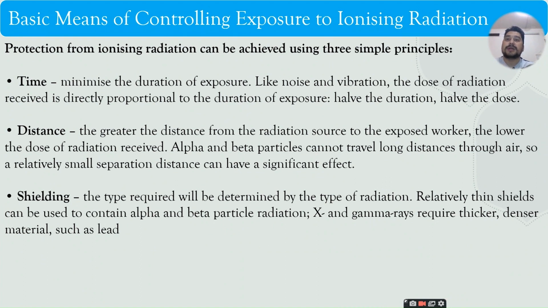Finally, we have shielding. The type required will be determined by the type of radiation. Relatively thin shields can be used to contain alpha and beta particle radiation. X-rays and gamma rays require thicker, denser shielding, such as lead. So as per the ionizing radiation, you need to decide the shielding. If it is alpha and beta, a thin shield will work. But whenever you are dealing with X-rays and gamma rays, you require a thicker shield. So as per the radiation, you need to take the action.